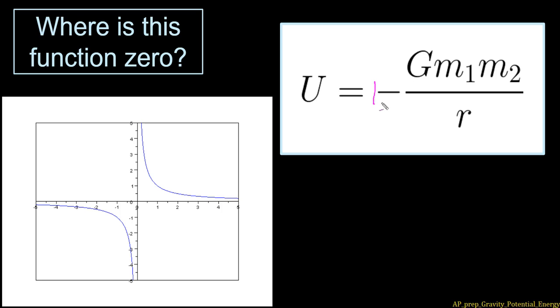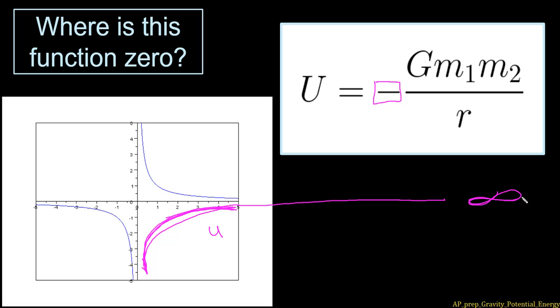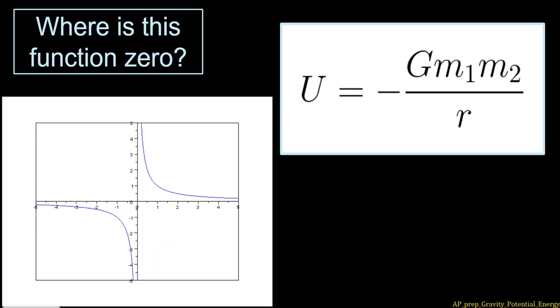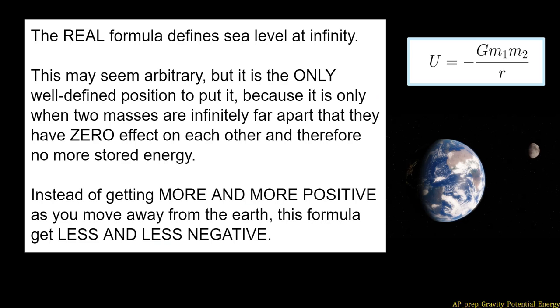Where is this function 0? I did a Google search. This is the inverse function. Remember, this is minus the inverse function. So this potential energy graph looks like this. We're not going to deal with negative R. So it's an inverse function. Where is this function 0? At infinity. That's kind of weird. So we're going to talk about that for a little bit. The real formula defines sea level at infinity.